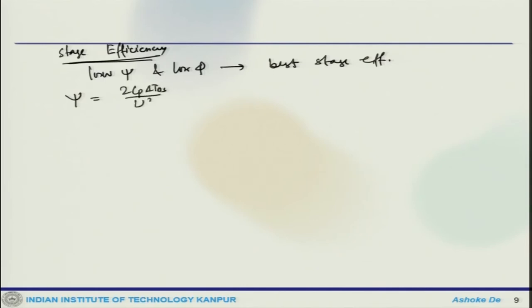So, these tests show that designs having low psi and low phi yield the best stage efficiency, where psi is 2 Cp delta Ts by U square, which is 2 Vz by U times tan beta 2 plus tan beta 3, and phi is Vz by U. Now, what happens?